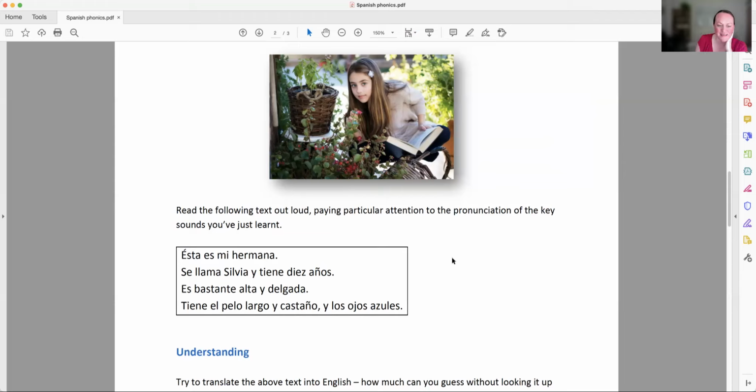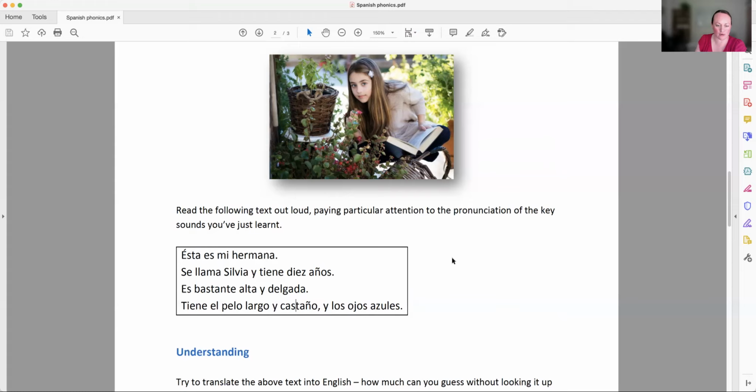So, esta es mi hermana means this is my sister. Se llama Silvia. Her name is Sylvia. Y tiene 10 años, and she's 10 years old. Es bastante alta y delgada. She's quite tall and thin. So bastante is quite, alta is tall, delgada is thin.